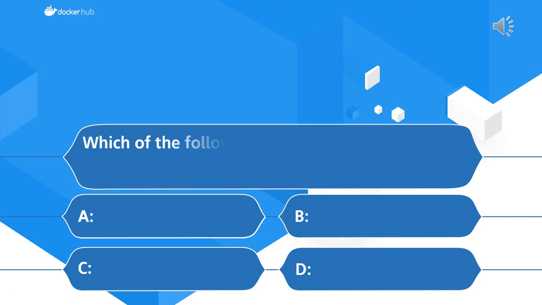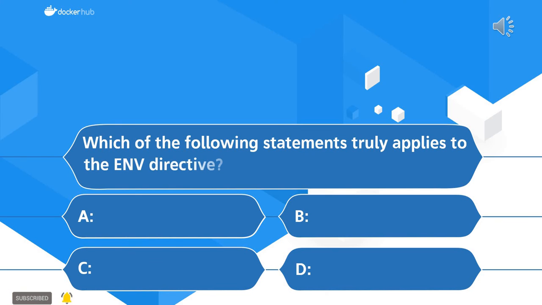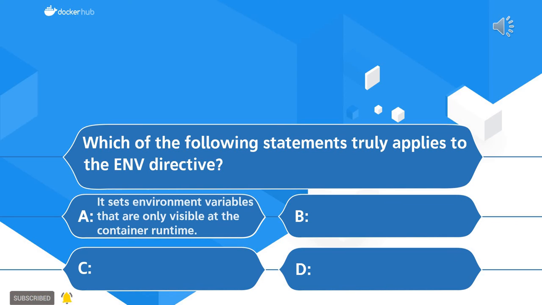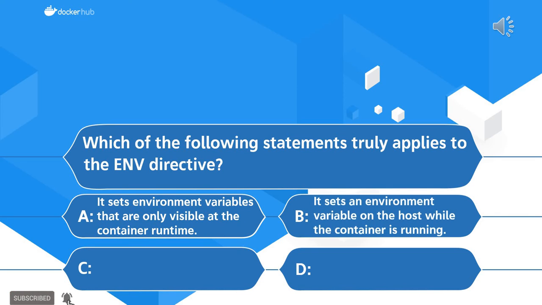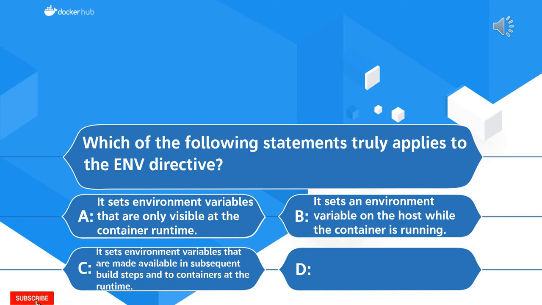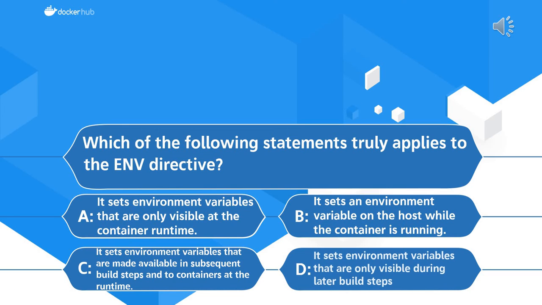Which of the following statements truly applies to the env directive? A. It sets environment variables that are only visible at the container runtime. B. It sets an environment variable on the host while the container is running. C. It sets environment variables that are made available in subsequent build steps and to containers at the runtime. D. It sets environment variables that are only visible during later build steps. Your time starts now.